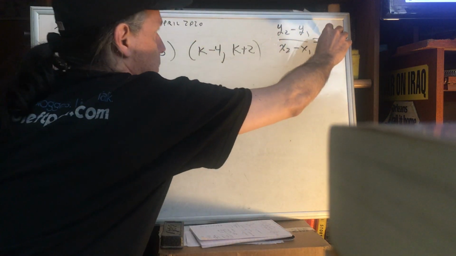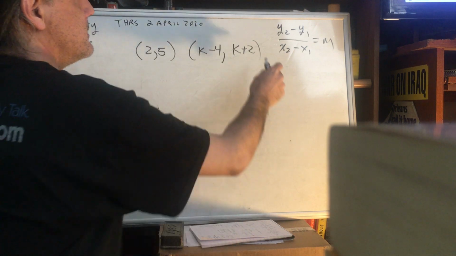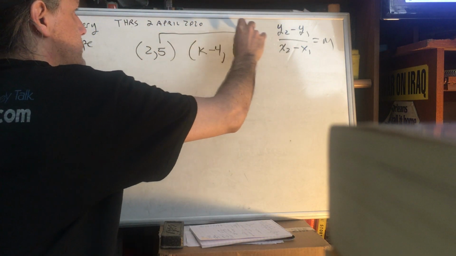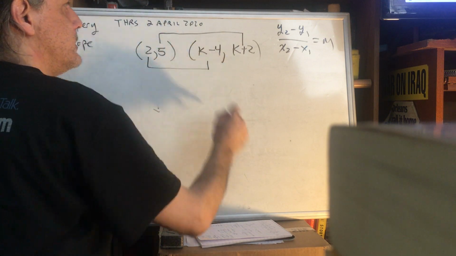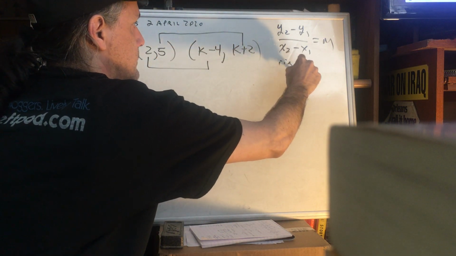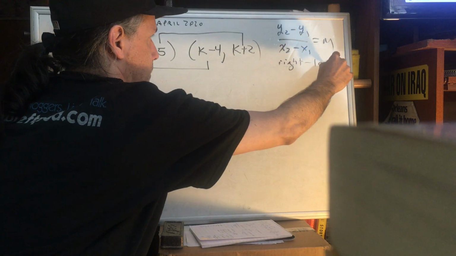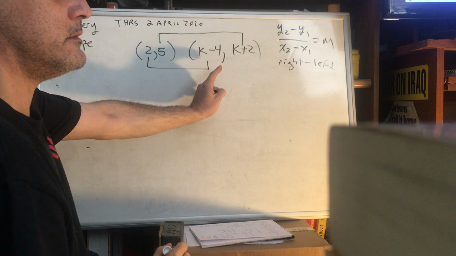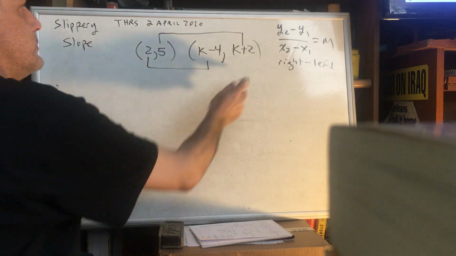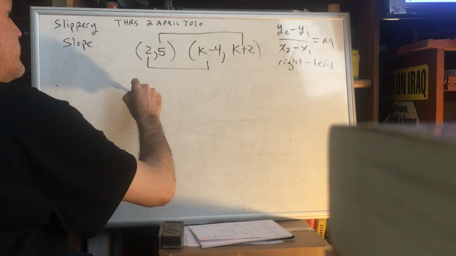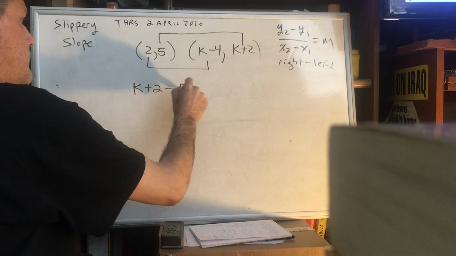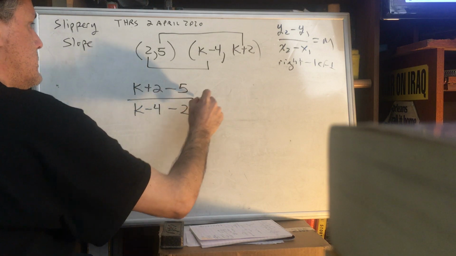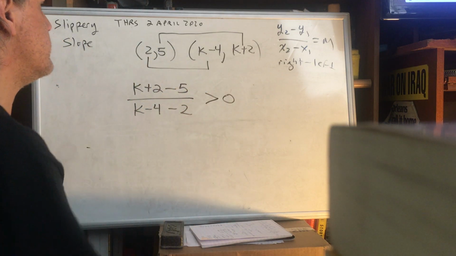right? So basically, when we do the right coordinate minus the left coordinate, these would be the y's, those would be the x's. And if we want this to be positive, we want that to be greater than 0. So when we do the k plus 2 minus 5 over the k minus 4 minus 2, we want that to be greater than 0.